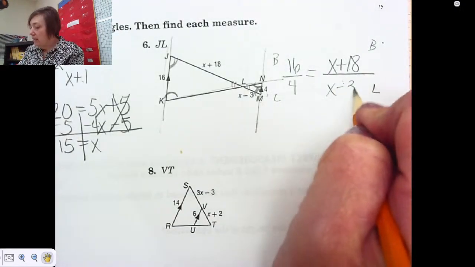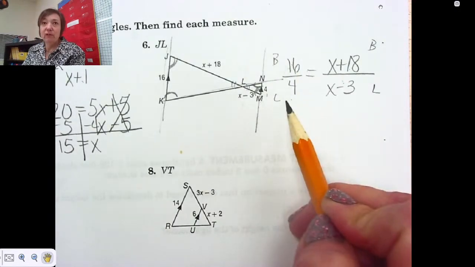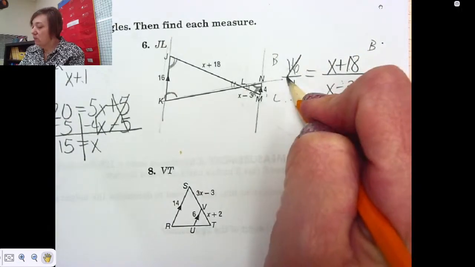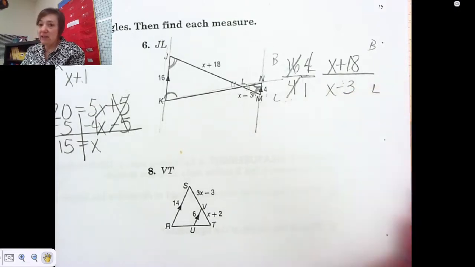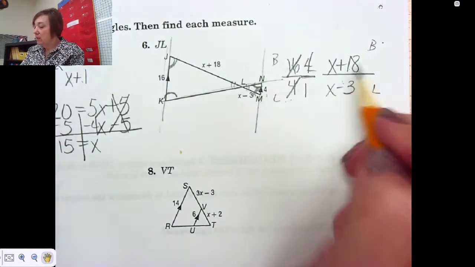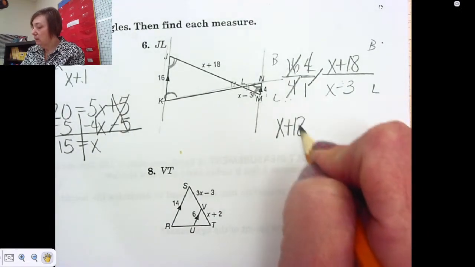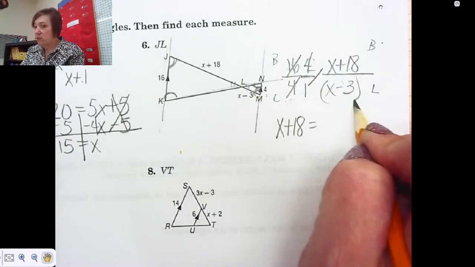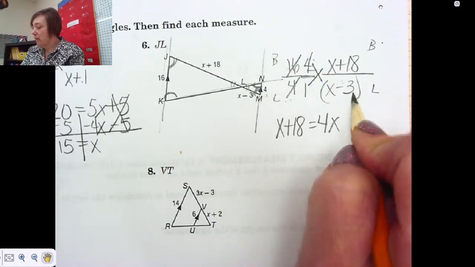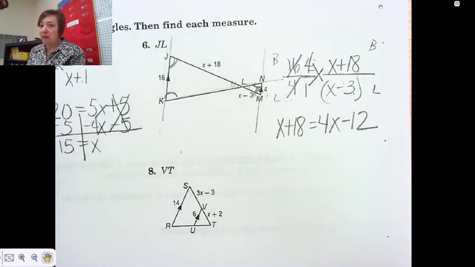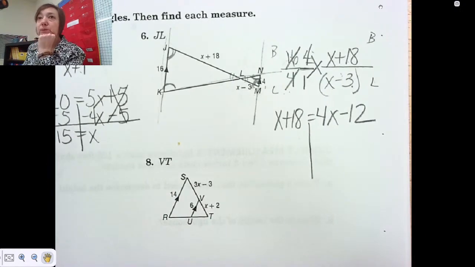X minus 3. Now, let's go ahead and simplify this to make our numbers smaller. So what goes into 16 and into 4? 4. How many times does 4 go into 16? How many times does 4 go into 4? So that gets us down to 4 over 1, right? Okay, so then we're going to multiply 1 times x plus 18. That's going to be x plus 18. And then 4 times x minus 3. So 4 times x is 4x. 4 times negative 3 is negative 12. Does everybody see where we're at? Anybody got a question so far?